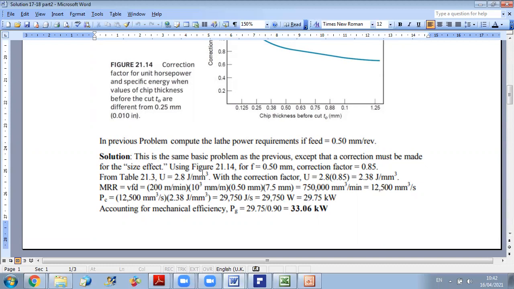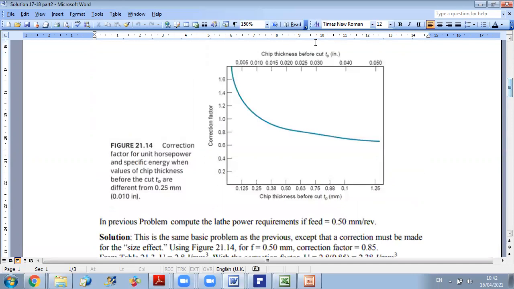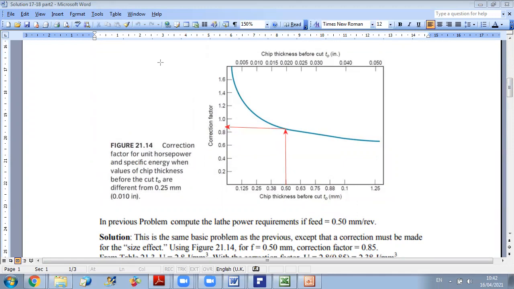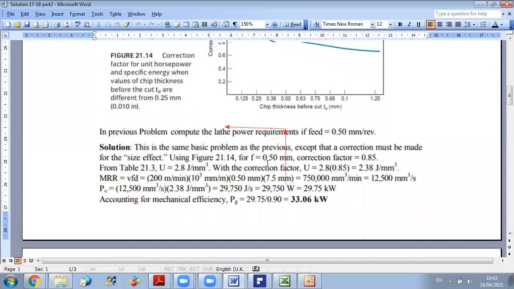We should multiply the value we got, which is 2.8, by the correction factor. So now what we will do is find the correction factor for 0.5. We just have to go to the graph, determine the correction factor, and then multiply U by this correction factor. As we have seen before, the correction factor for a feed of 0.5 is 0.85. So what we should change in the procedure of the previous problem is to multiply U by 0.85. And of course, we should get the new value of the feed.